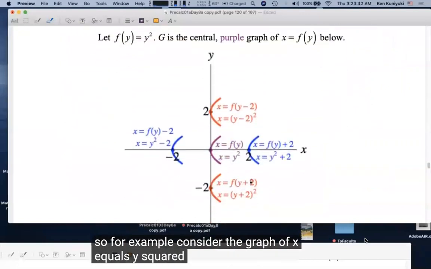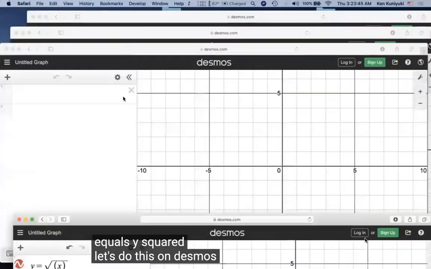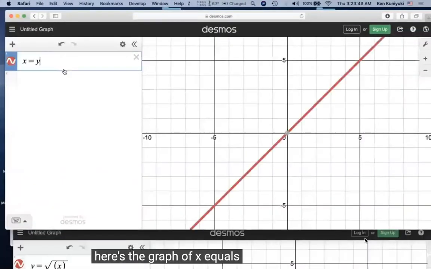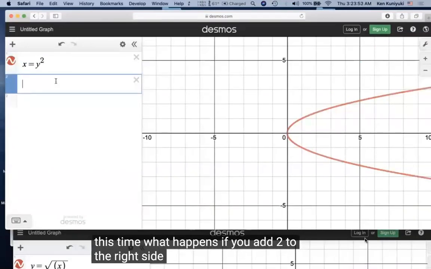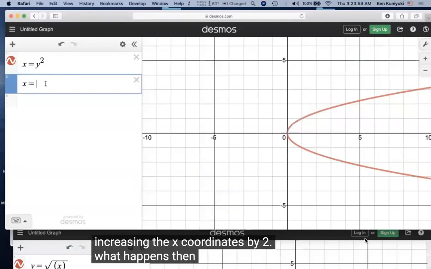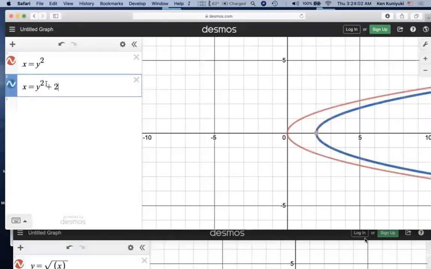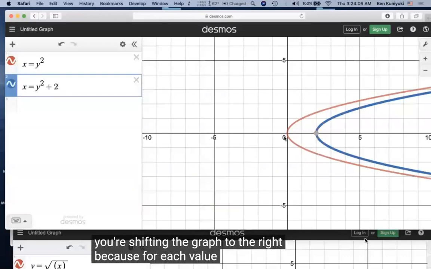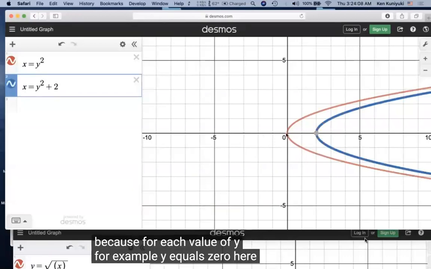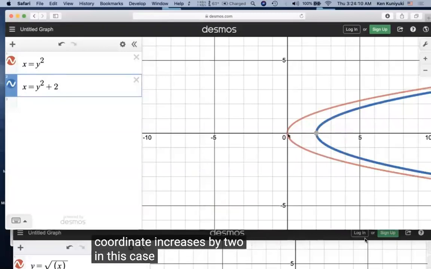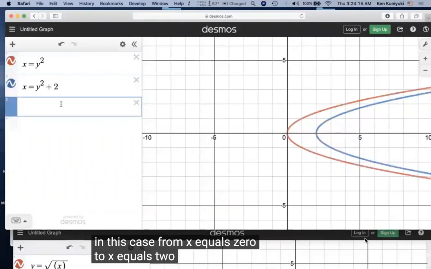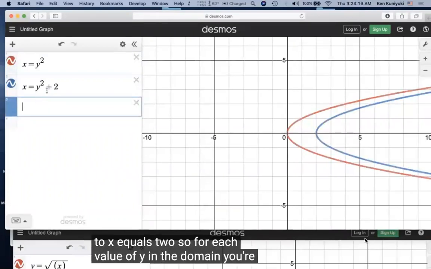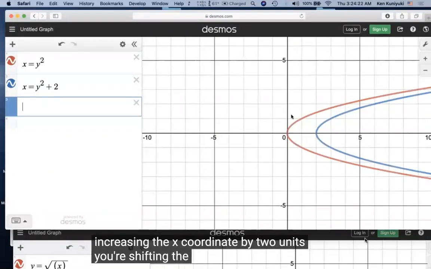So for example, consider the graph of x equals y squared. Let's do this on Desmos. Here's the graph of x equals y squared. This time, what happens if you add 2 to the right side? If you add 2 to the right side, you're increasing the x coordinates by 2. What happens then? You're shifting the graph to the right, because for each value of y, for example, y equals 0 here, the x coordinate increases by 2, in this case from x equals 0 to x equals 2. So for each value of y in the domain, you're increasing the x coordinate by 2 units. You're shifting the graph to the right.